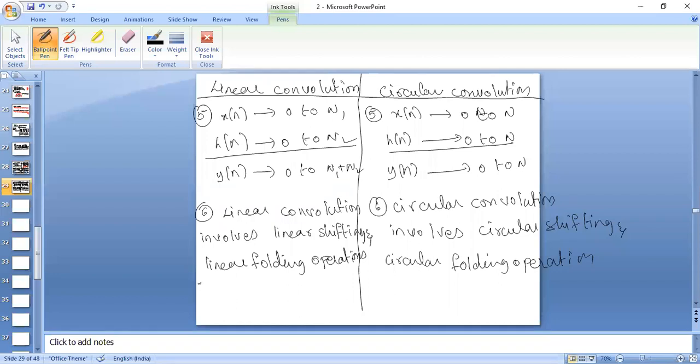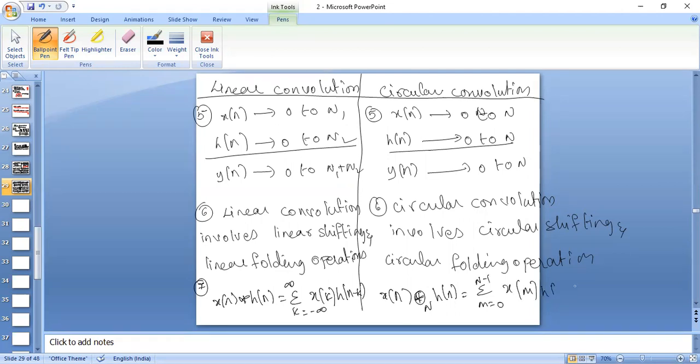And of course, we can also say that the expansion of the convolution itself, x of n convolved with h of n is equal to sigma k equals minus infinity to plus infinity x of k into h of n minus k. x of n circularly convolved with h of n is equal to sigma m equals 0 to n minus 1 x of m into h of n minus m mod n. Right? So we can say that these 7 are the main differences between circular convolution and linear convolution. Is it clear?